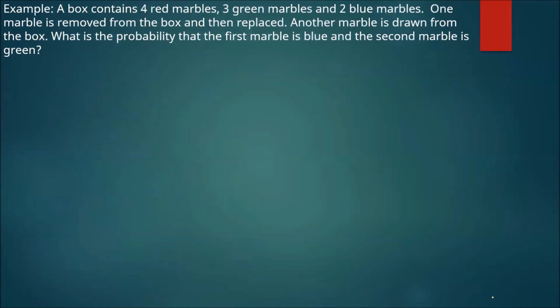Now, let us have an example. A box contains 4 red marbles, 3 green marbles, and 2 blue marbles. 1 marble is removed from the box and then replaced. Okay, so there's a word there that it is replaced. So again, when we see the word replaced, then what events are we talking about? Then we are talking about independent events.